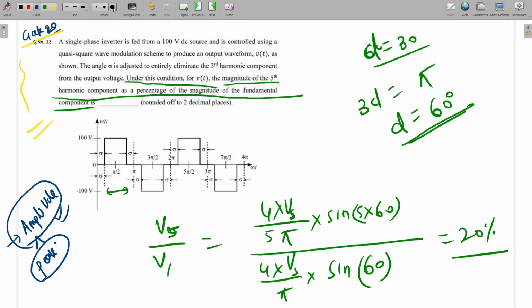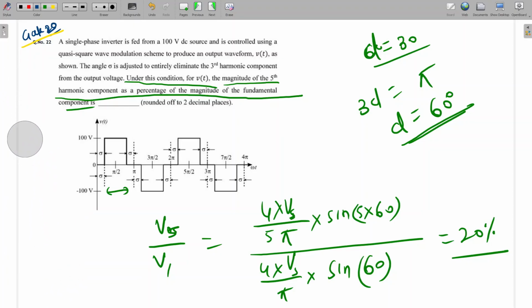One time I made this kind of mistake. They asked for amplitude, but I filled in the RMS value. So you should take care of that thing. I should read the question carefully.